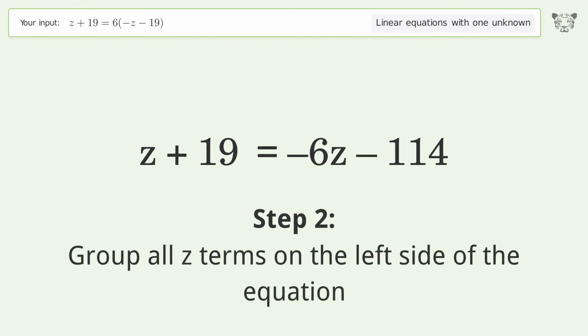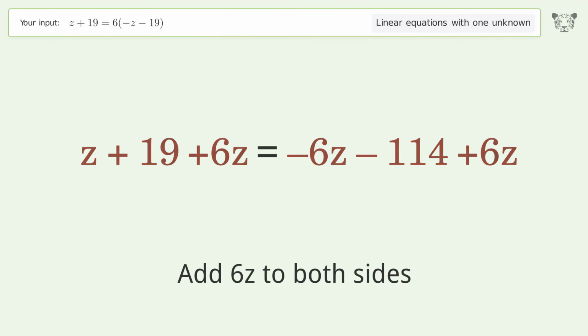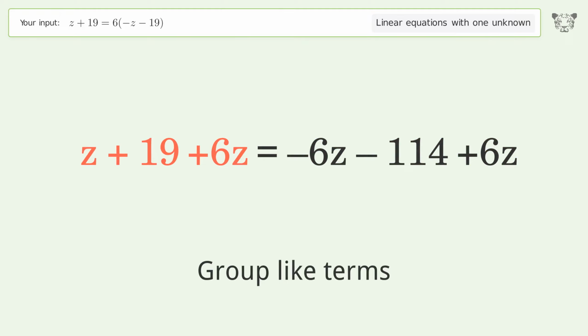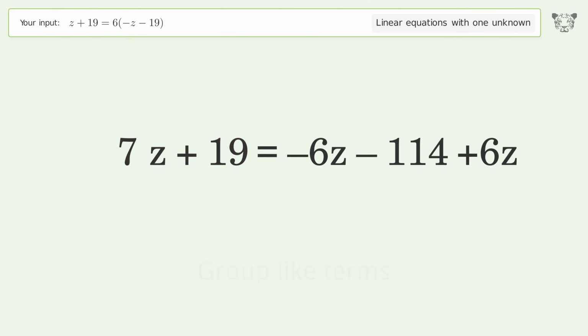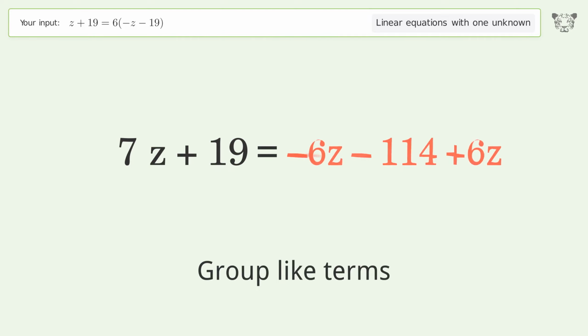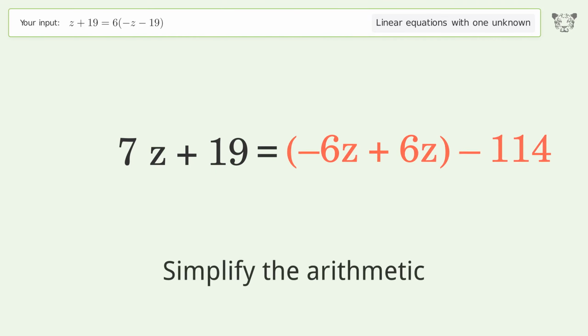Group all z terms on the left side of the equation. Add 6z to both sides. Group like terms. Simplify the arithmetic. Group like terms. Simplify the arithmetic.